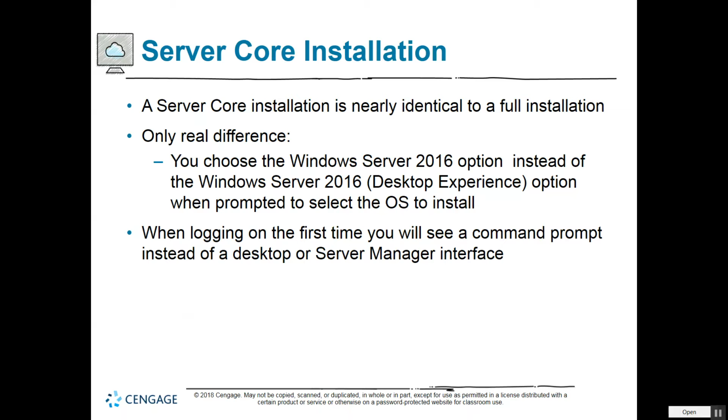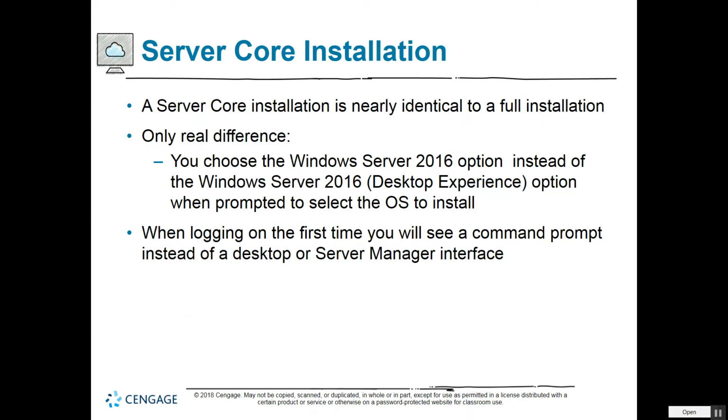Now, when it comes to Server Core, installation is nearly identical to the full installation. The only difference is instead of Desktop Experience, you choose Server Core. And it's called Windows Server 2016. So Windows Server 2016 is the Server Core, and Windows Server 2016 Desktop Experience is the GUI version. So it doesn't say Windows Server 2016 Server Core. You won't see core in the name of it, but just know that it is a Server Core.